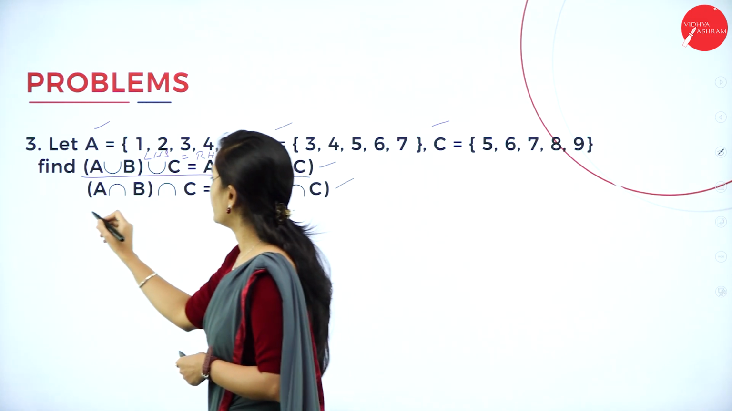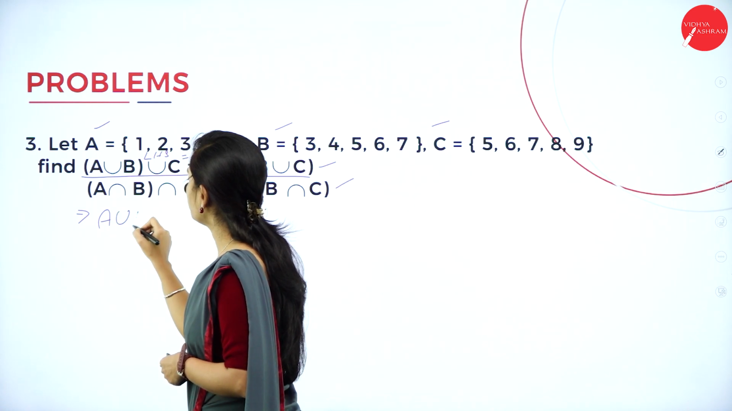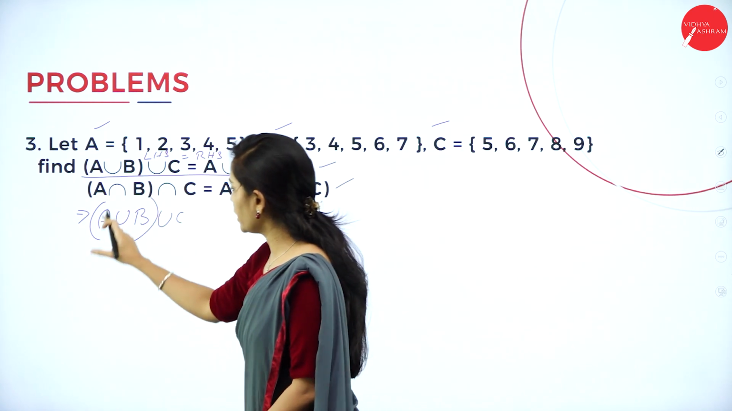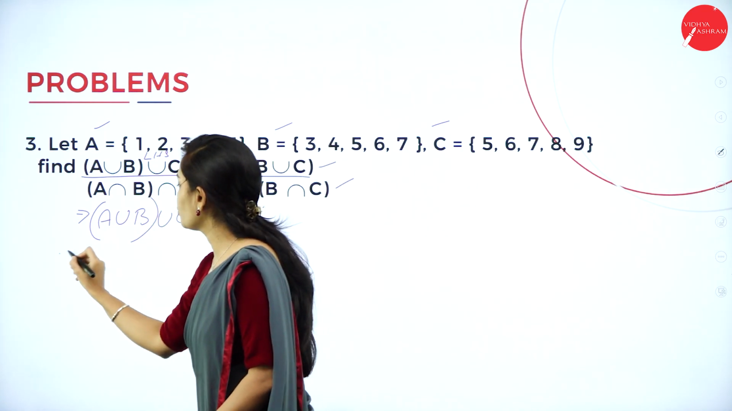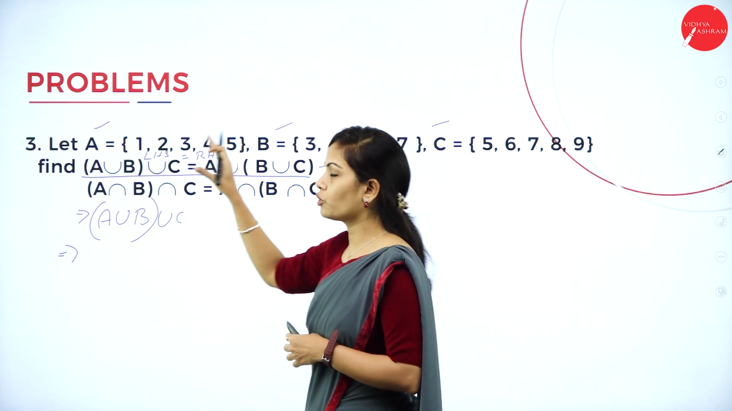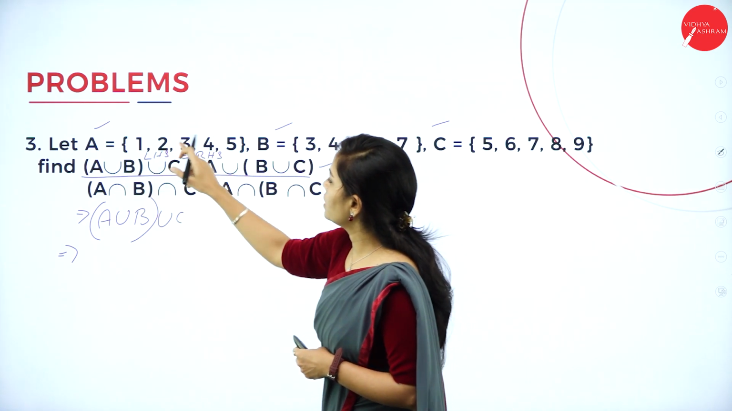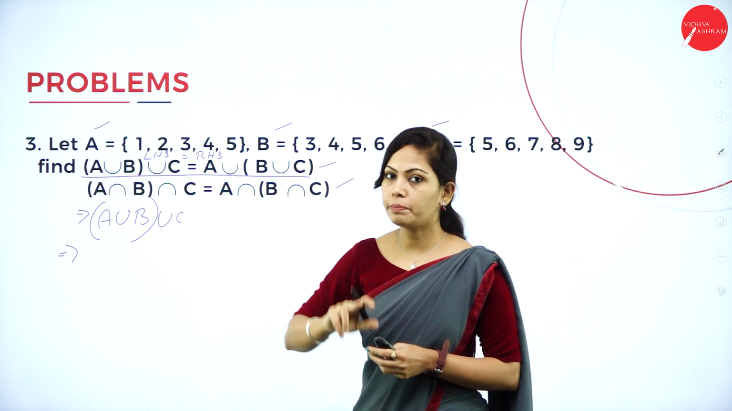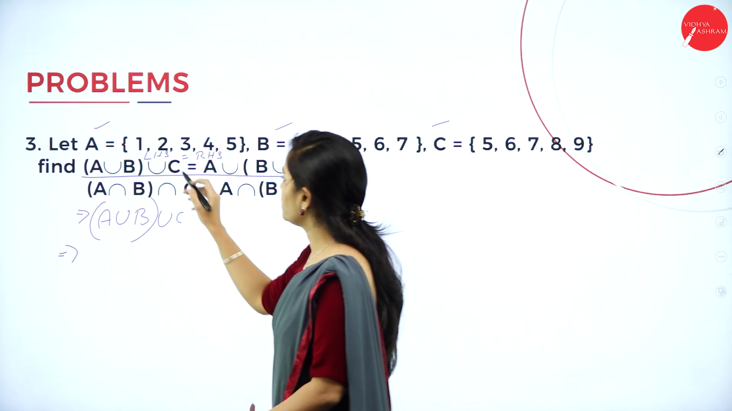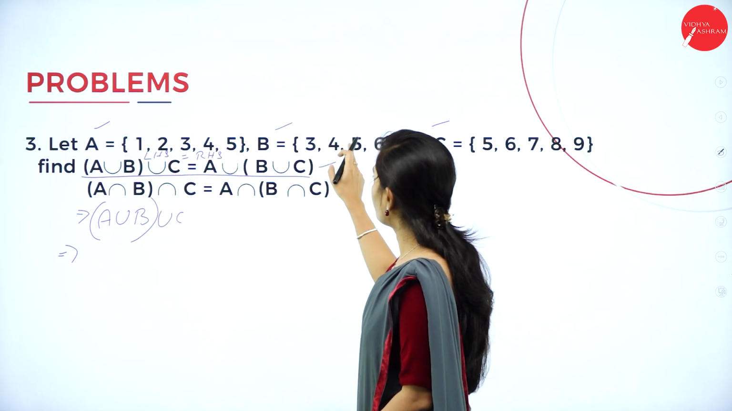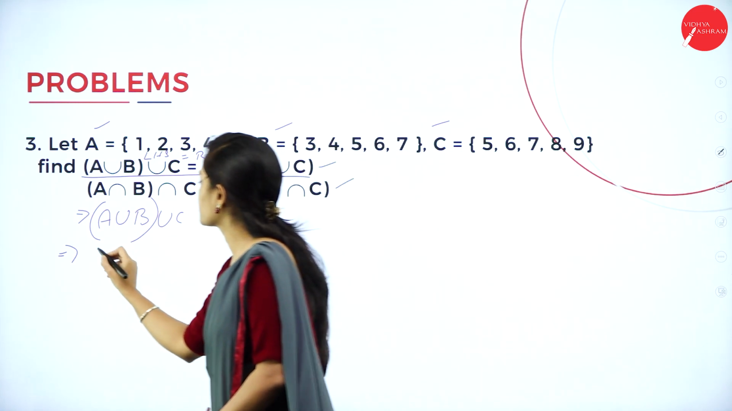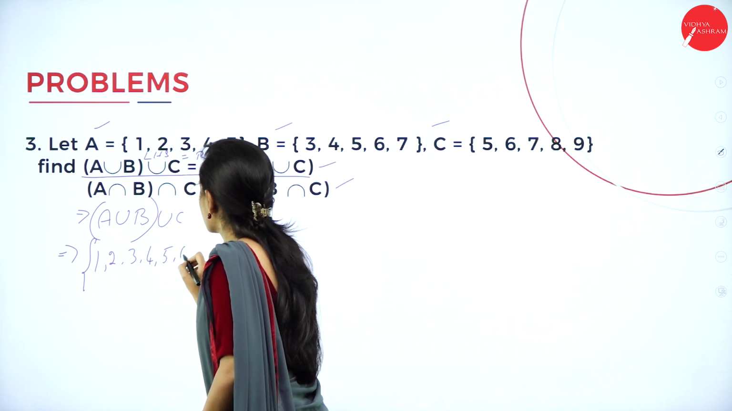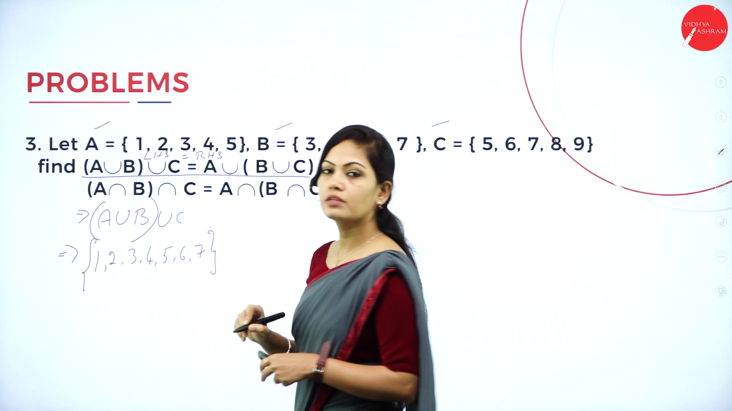First consider LHS, that is A union B union C. First find out this value. What is A union B? Cross check the set elements of A and B. A union B is 1, 2, 3, 4, 5, 3, 4, 5, 6, 7. Elements are not repeated twice in A union B. So 1, 2, 3, 4, 5, 6, 7 is my A union B.